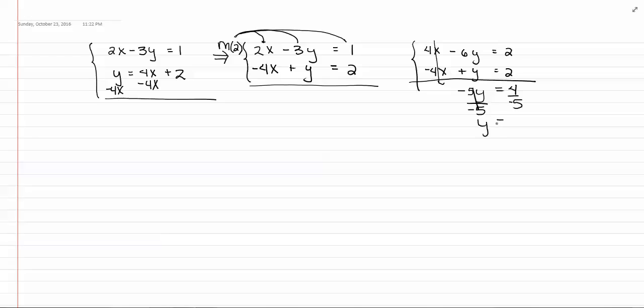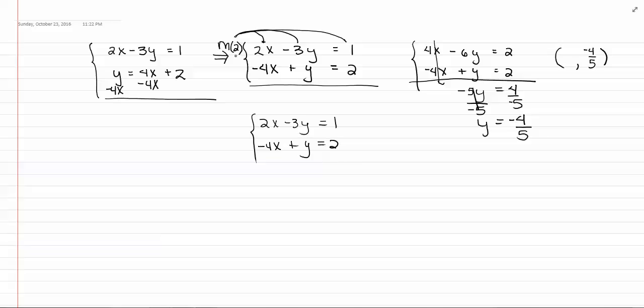Okay, so I get y equals negative 4/5, which means that's the y component of my point. Now I need to find the x. I could do like I did in the previous example, and that is plug the negative 4/5 back in for y and then solve for x, but it gets a little messy with the fraction. Another thing that you can do is go back to your equations. So we have 2x minus 3y equals 1 and negative 4x plus y equals 2.